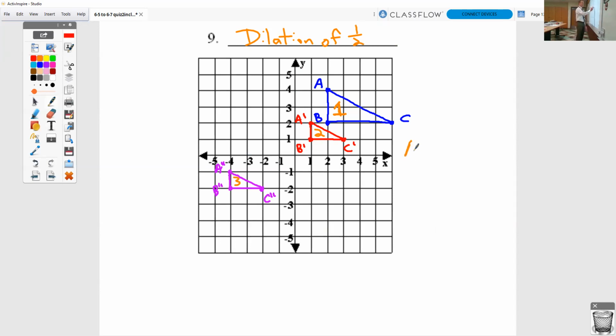Another way to do it is to take a look at the coordinates. Just choose a letter. A is really 2, 4. A prime, a single prime, is really 1, 2. How do you get from A to A prime? Well, 1 is half of a 2 and 2 is half of 4. So it has to be a dilation of 1/2.